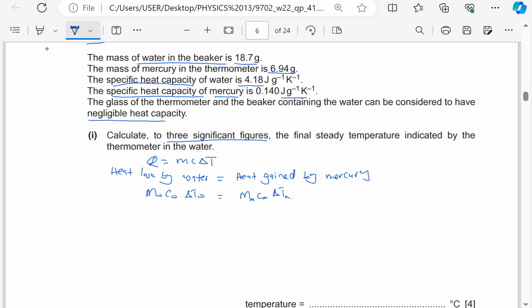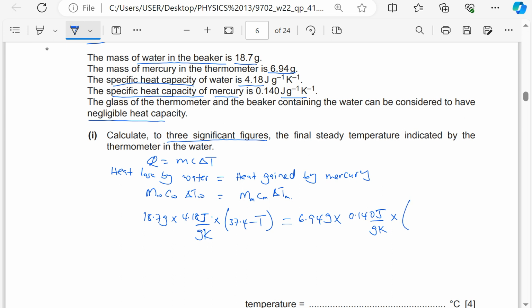So the heat lost by the water is going to be the mass of the water, which is 18.7. This is in grams. Specific capacity is 4.18, which is joules per gram per Kelvin. Then times the change in the temperature. So the temperature falls from 37.4 to the final temperature, which I'm going to call T. This should be equal to the mass of the mercury, which is 6.94. This is in grams. Specific capacity is 0.140 joules per gram per Kelvin.